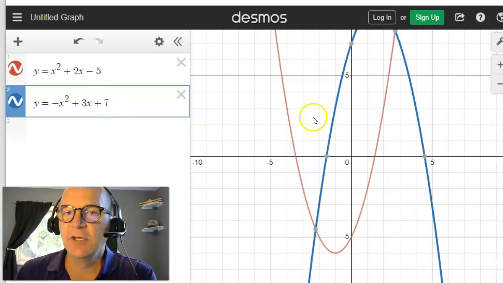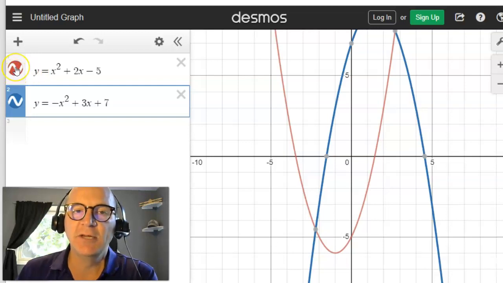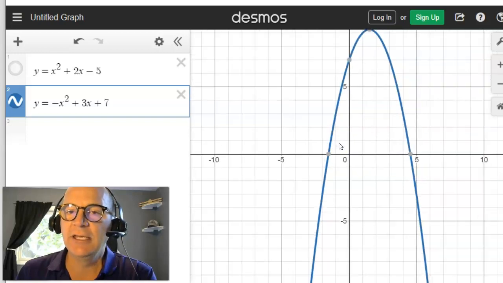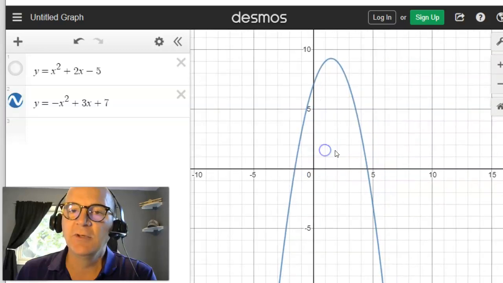Now, a couple of things you want to remember on Desmos. If you don't want to look at the first one that we graphed, you can unselect that, and then you can scroll in and out. If you want to look at where this is, you can click and drag it with your mouse.